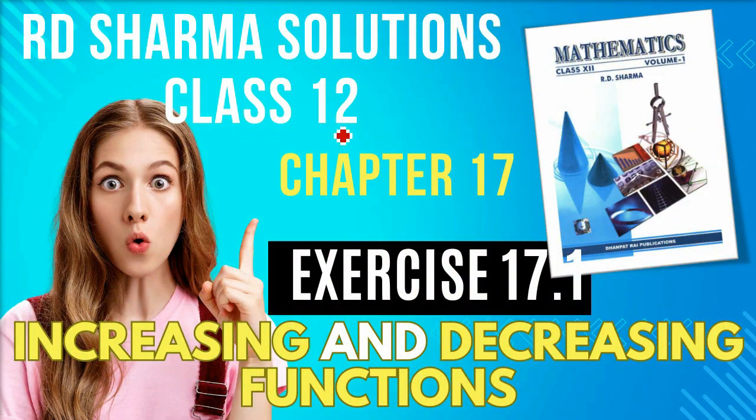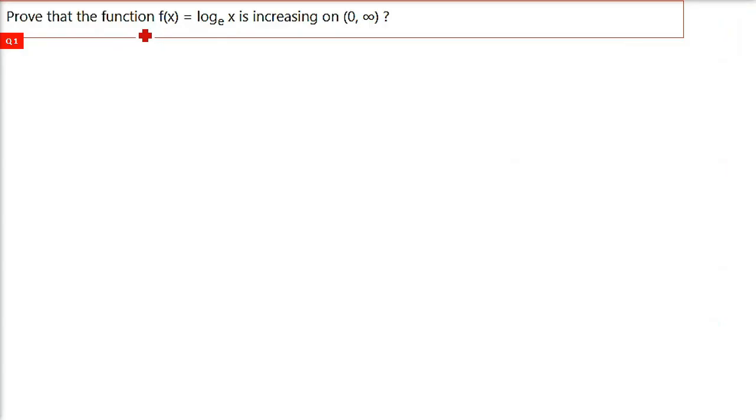This is R.D. Sharma solution, class 12, increasing and decreasing function. The exercise is 17.1 of chapter number 17. Before we go ahead with solving the questions, the first thing is that we don't have to use dy by dx or derivative to solve these questions. So the question arises, how are we going to do it?